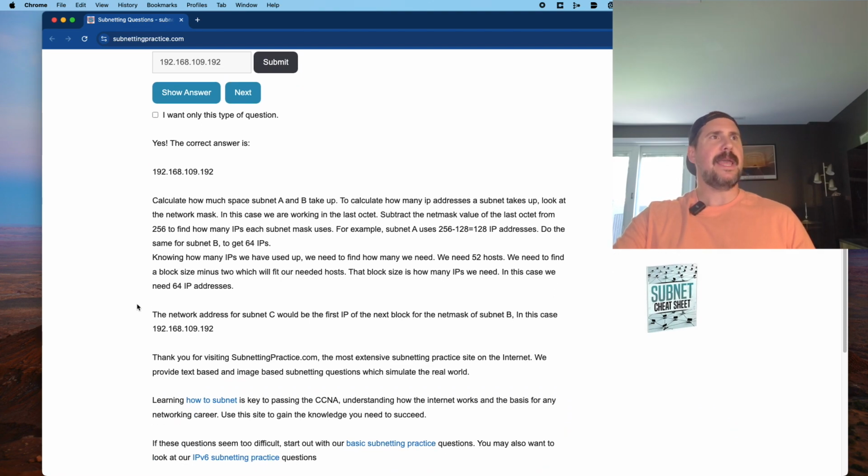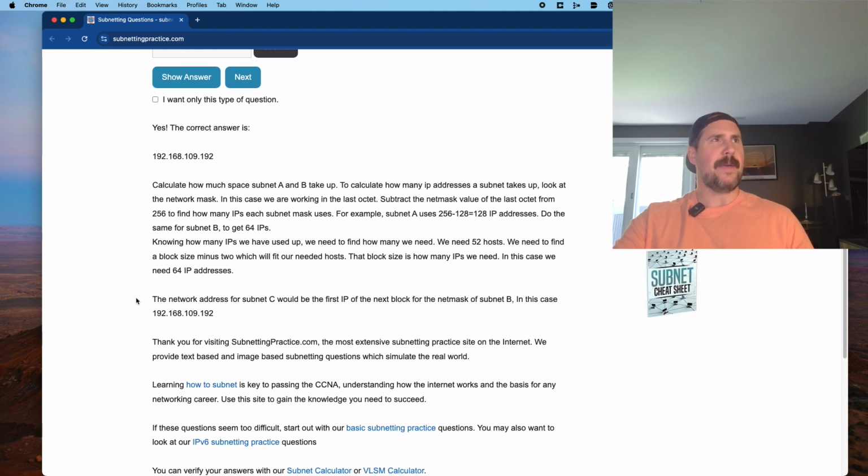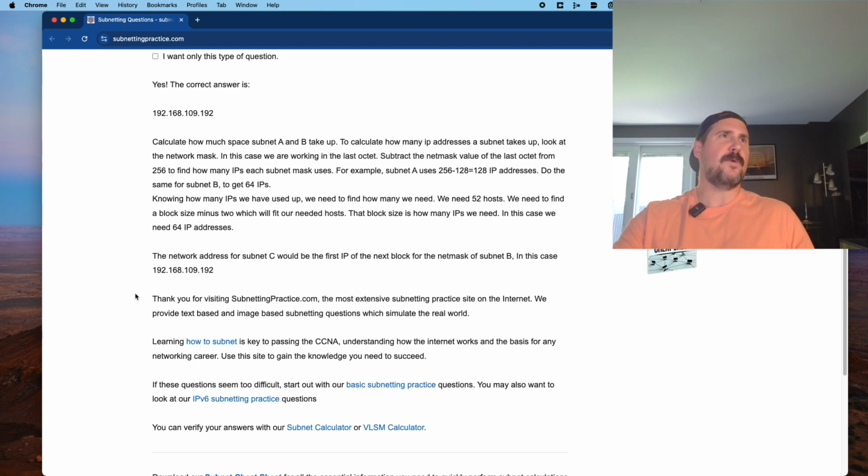Calculate how much space subnet A and B take up. To calculate how many IP addresses a subnet takes up, look at the network mask. In this case we are working in the last octet. That's always an important thing to determine. I've realized, because so many times I've gotten the answers wrong because I didn't make the correct inference about which octet we're working with. In this case, we are working in the last octet. Subtract the net mask value of the last octet from 256 to see how many IPs each subnet mask uses. For example, subnet A uses 256 minus 128, leaving 128 IP addresses.